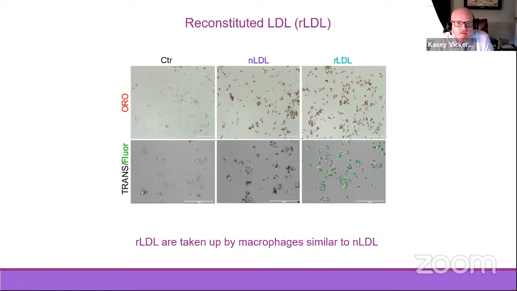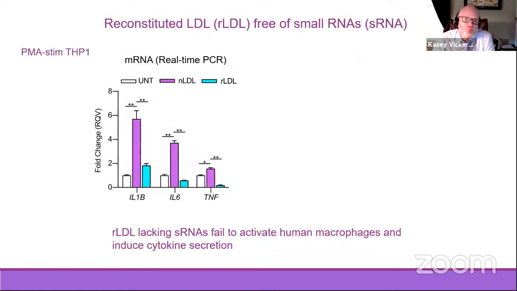They're the same size. We reload them with a cholesterol ester to maintain the core. We use a fluorophore on the cholesterol ester so we can monitor LDL uptake. So the reconstituted LDL are taken up by macrophages similar to the native form. But what's interesting is that reconstituted LDL lacking the small RNAs fail to activate the macrophages and induce cytokine secretion.